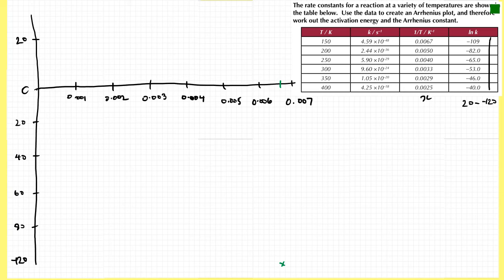So our next point, for temperature equals 200, 1 over T is 0.005, so that's here, and our log K is minus 82, so we're going to put that point about there, and then the third point, 0.004, right, is minus 65, so that will be about there. What's the next point? 0.0033 is going to be about here, and that's minus 53, which is about here. Next point, 0.0029, which would be about there, and minus 46, which would be about there. And last point, 0.0025 is there, and it's going to be about minus 40, which is about there.